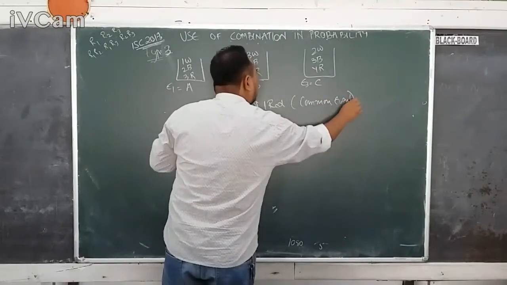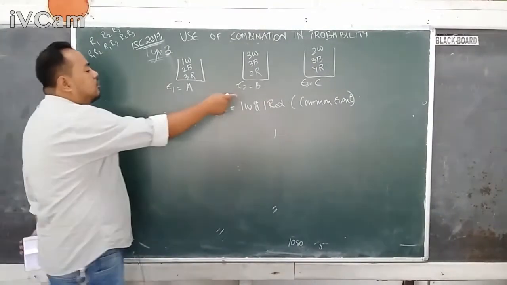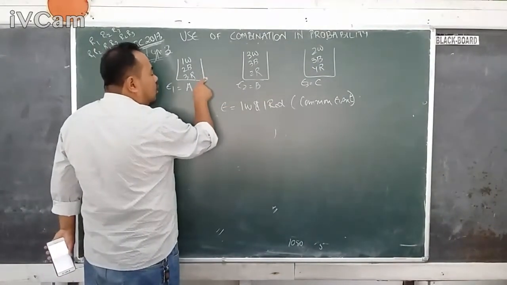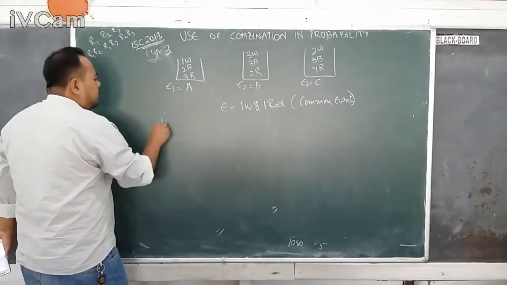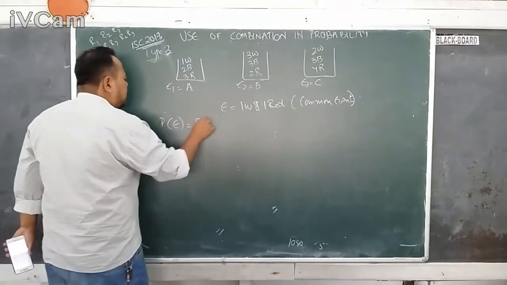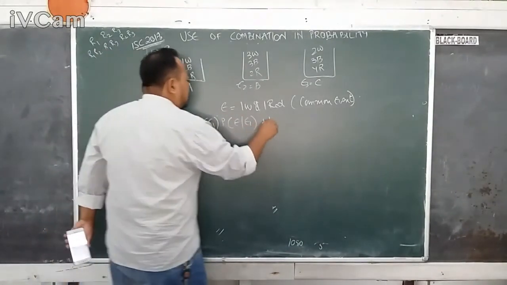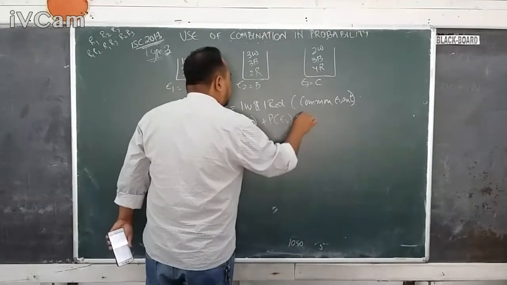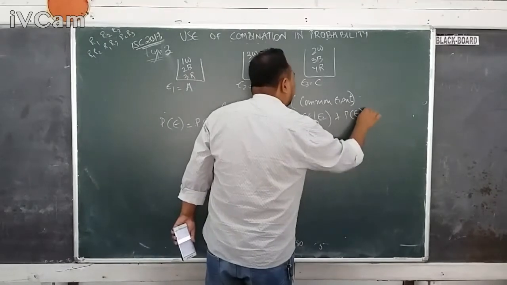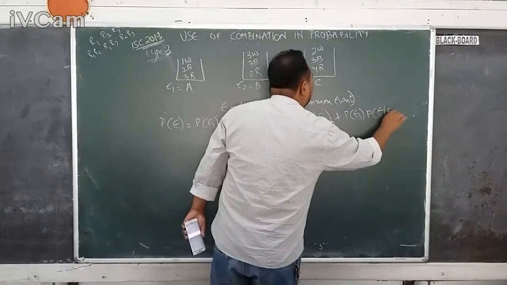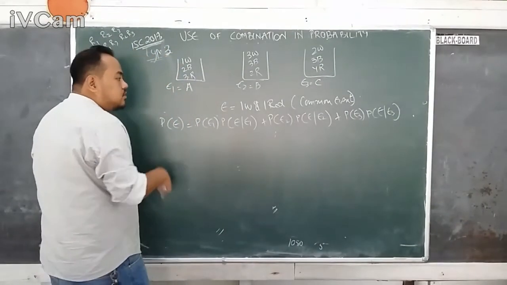So isn't this a straightforward question on the theorem of total probability? Because I can draw 1 white and 1 red from here, or I can draw it from here, or I can draw it from here. So using the theorem of total probability, what is probability of E? It's going to be probability of E1 into probability of E slash E1 plus probability of E2 into probability of E slash E2 plus probability of E3 into probability of E slash E3. In the previous formula which I gave you, there were only 2 events. Out here there are 3 events, so 3 terms.